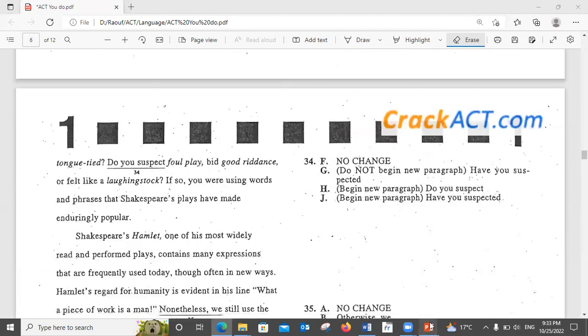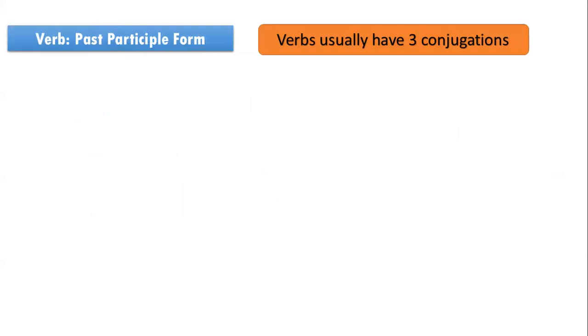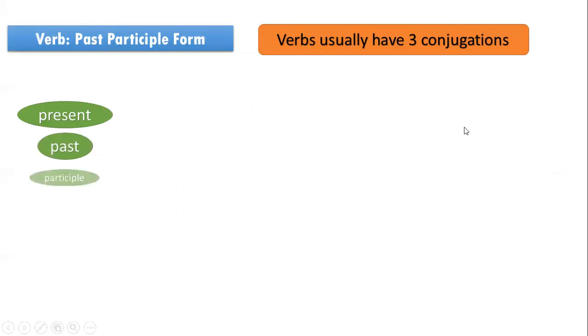Okay, Habib. Now let's go for verb tense. Jumana, you are the one who asked for this one. Verb past participle form. That's very simple, but I have to remind you of this. Verbs usually have three conjugations, as we all see. We know we have present, past, and participle.